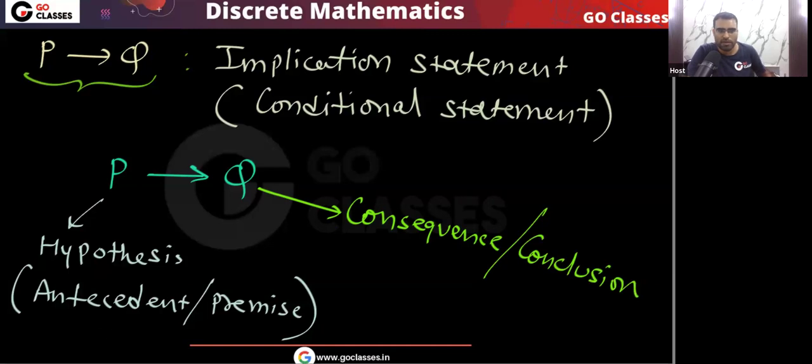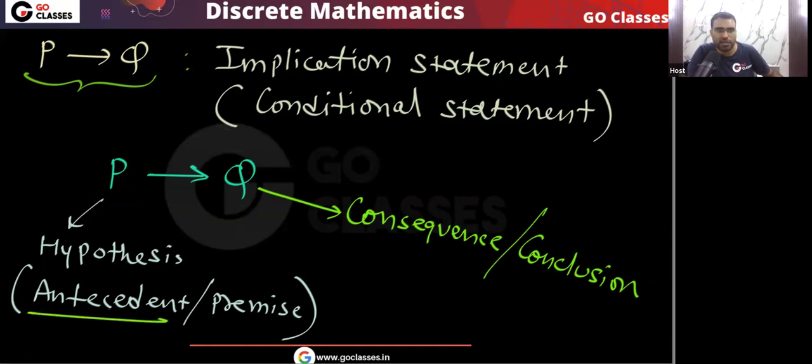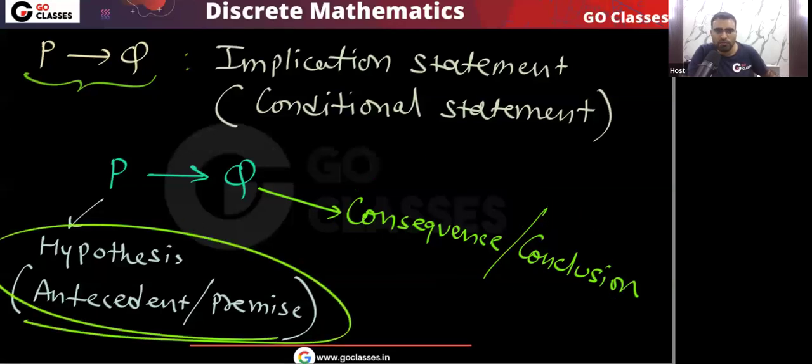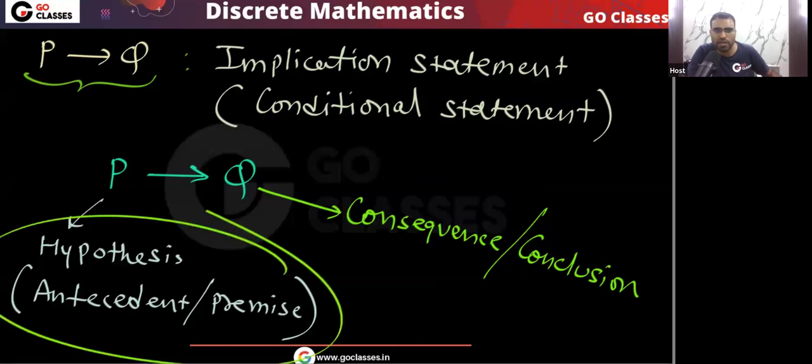Now we will see the behavior of P implies Q. A student is asking what is antecedent. This is just a name for this P in P implies Q. When you write P implies Q, this P is called the antecedent, or hypothesis, or premise, and this Q is called the conclusion or consequence. These words are not very important, but you should know them. Now let's move on.